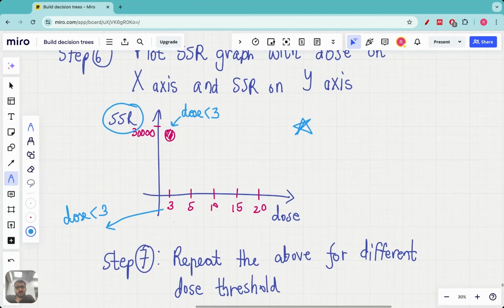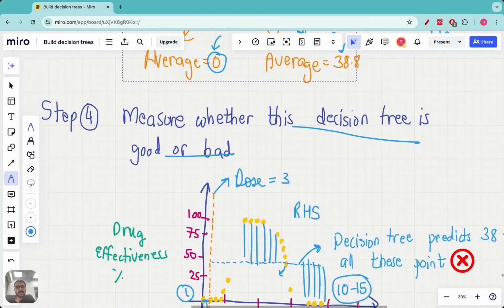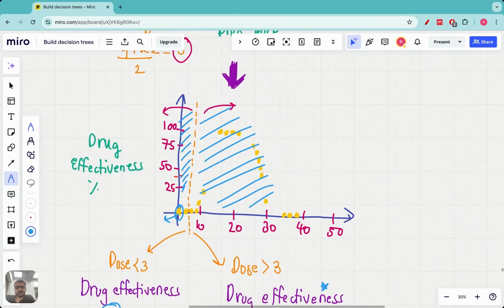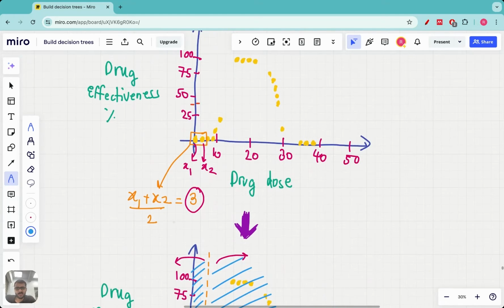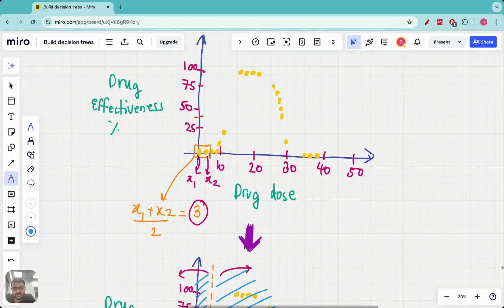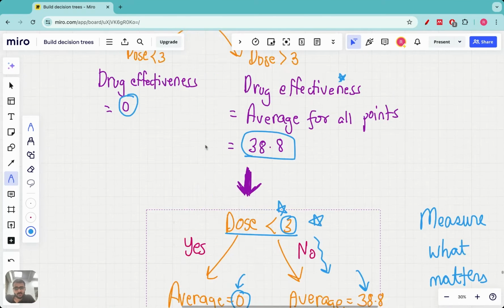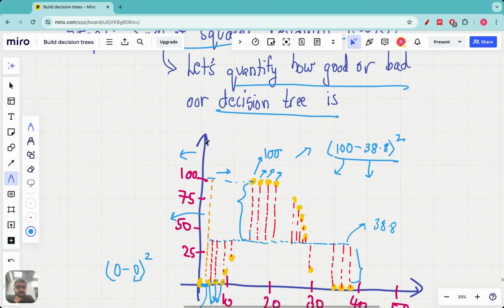What we'll be doing now is, do you remember how we came up with dose is less than 3 as the threshold? We took the first 2 points and took their average, right? Now we have to do the same process for the next sequence of points. After we took the first 2 points, then we'll take the next 2 points. So this is what I'm going to show you now.